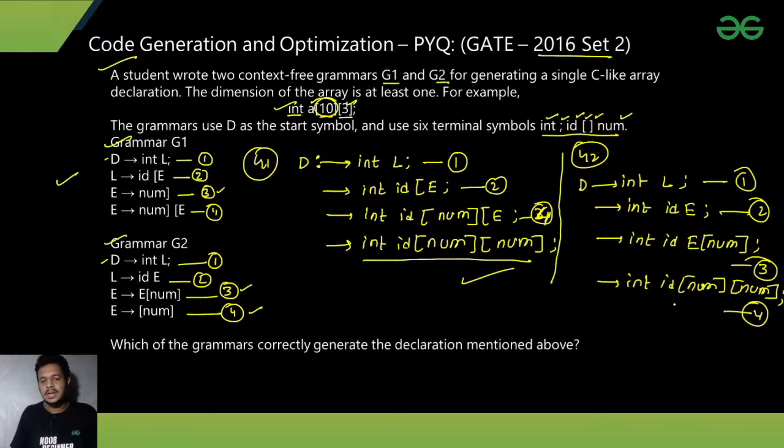So we can generate the statement using grammar G2 as well as grammar G1. The question is which of the grammars correctly generate the declaration mentioned above. So G1 and G2 both can generate the declaration mentioned above.